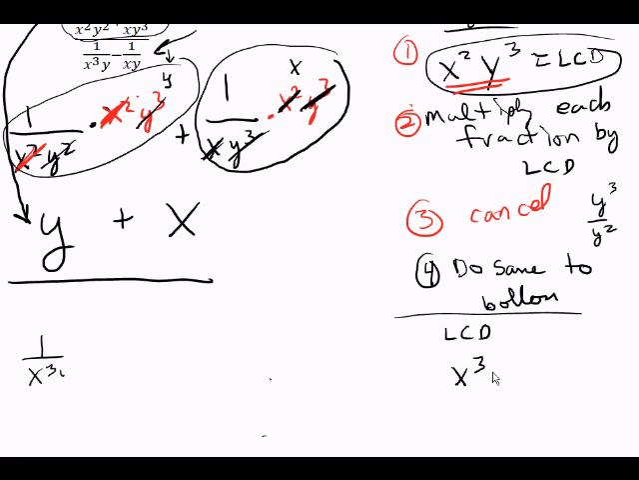LCD. What's the LCD? Look at the bottom up here. What's the highest power of x? And what's the highest power of y? Y to the 1 power. Yeah. So my LCD for the bottom is x3y. So in other words, I have my x3y here.